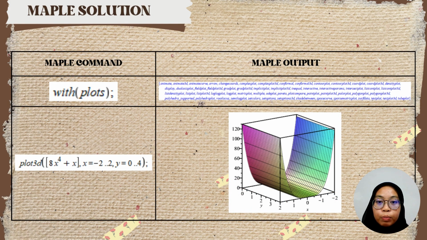Next, we need to plot the graph. First, we use the command with plots. Then, we use plot3d of 8x to the power of 4 plus x, comma, x equal to negative 2 until 2 and y equal to 0 until 4. The graph will appear as shown in the table.